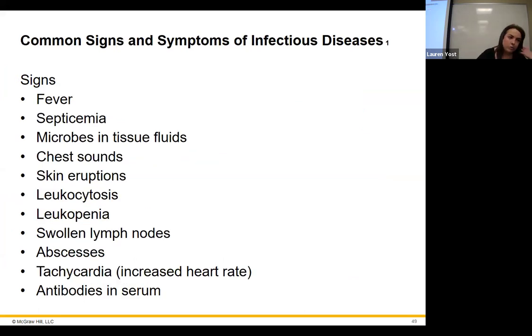All right, so let's go through some signs. These are some examples of the signs: fever, septicemia, microbes in tissue fluids, chest sounds, skin eruptions, leukocytosis, high white cells, leukopenia, low white cells, swollen lymph nodes, abscesses, tachycardia, and antibodies in the serum. Things you can measure, even using a test somehow, right? Gives you some verification that this thing is happening.